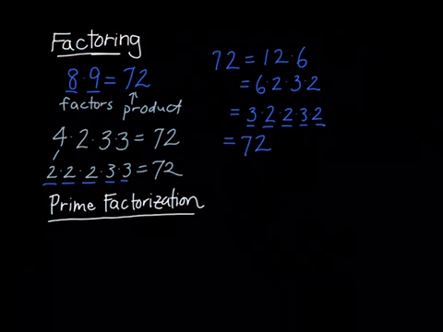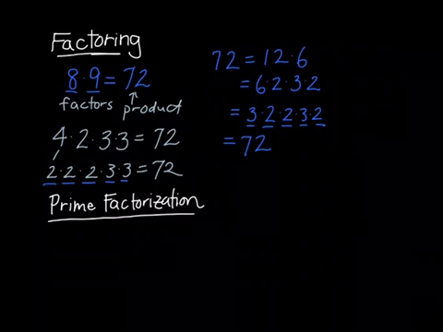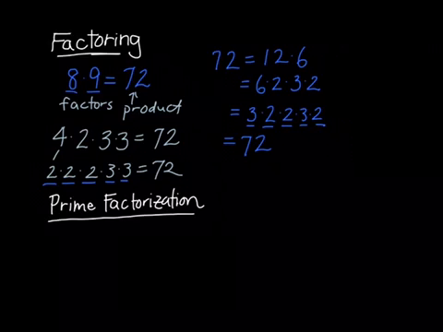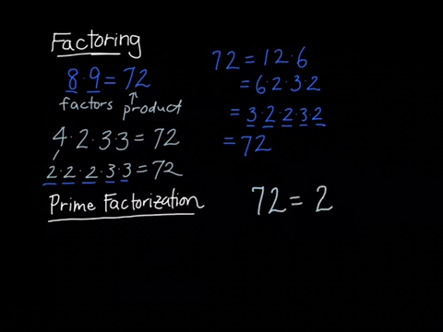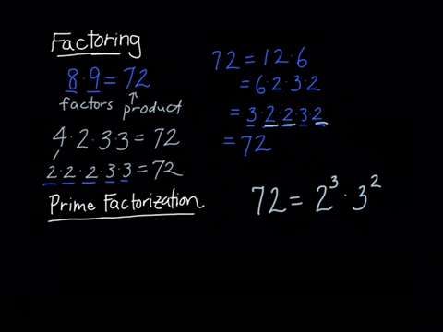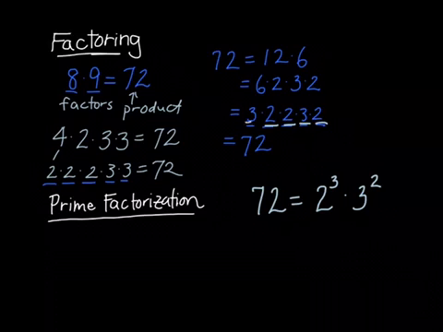And for the sake of efficiency, we can write a number's prime factorization using exponents, because especially when we work with much larger numbers, it would take up a lot of space and time to write each factor separately. So in the case of 72, we could write it as 72 equals 2 to the third power times 3 to the second power, because the factor 2 is used 3 times in the factorization of 72, and the factor 3 is used 2 times.